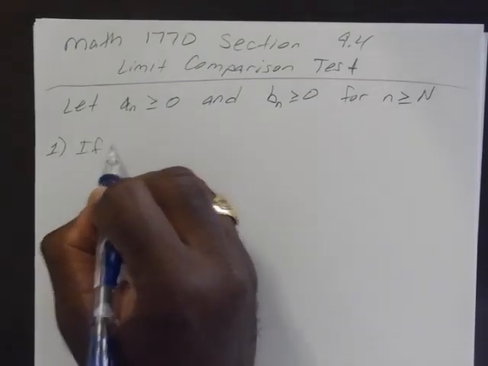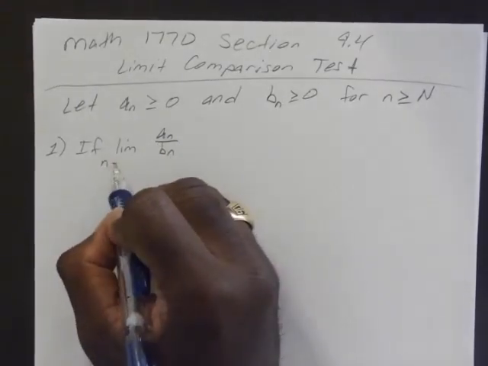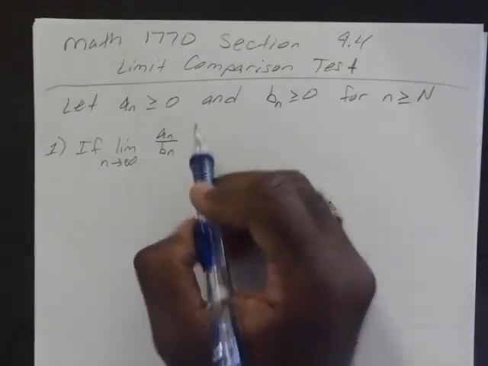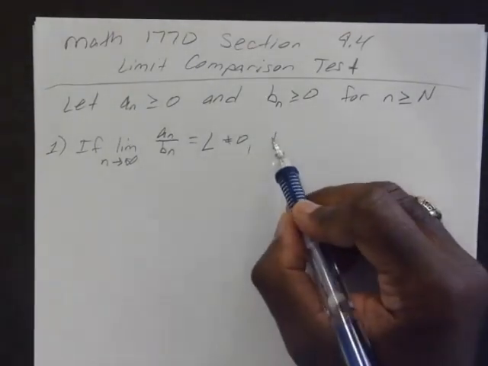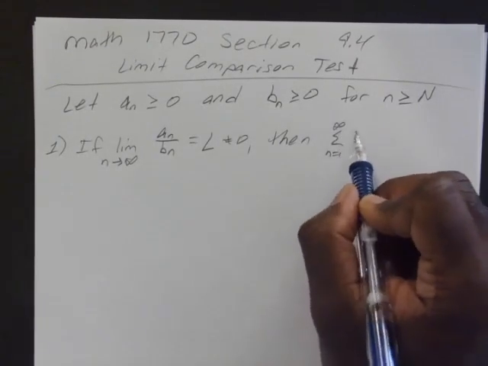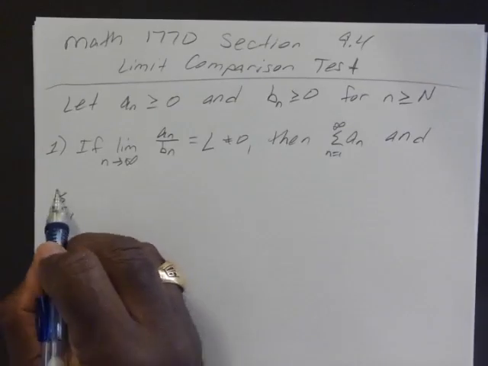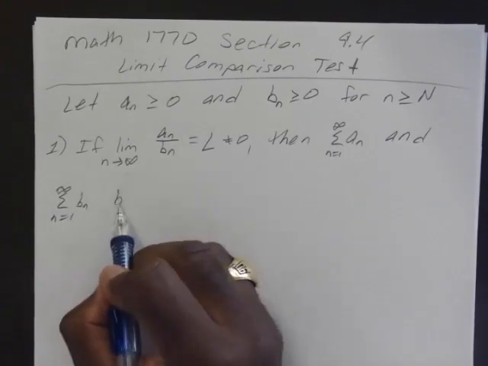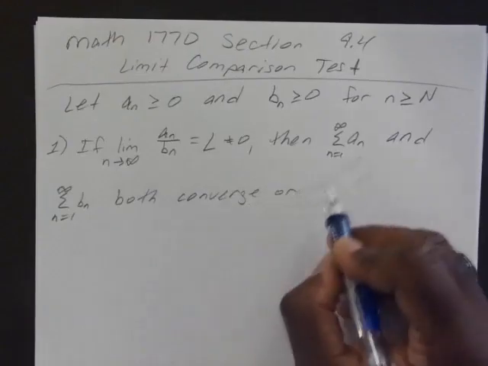First we know that if the limit of a sub n divided by b sub n as n approaches infinity is equal to some limit value L, but we know that L is not 0, then the series from n equals 1 to infinity of a sub n and the sum from n equals 1 to infinity of b sub n either both converge or both diverge.